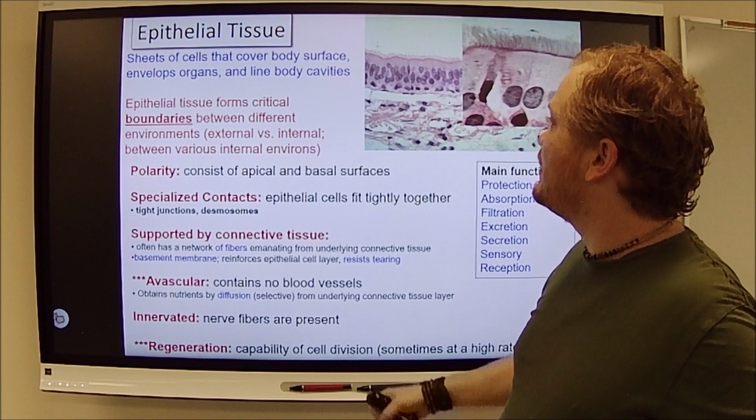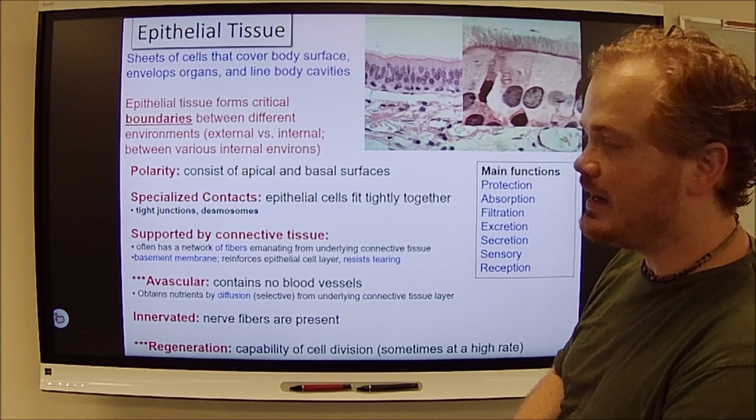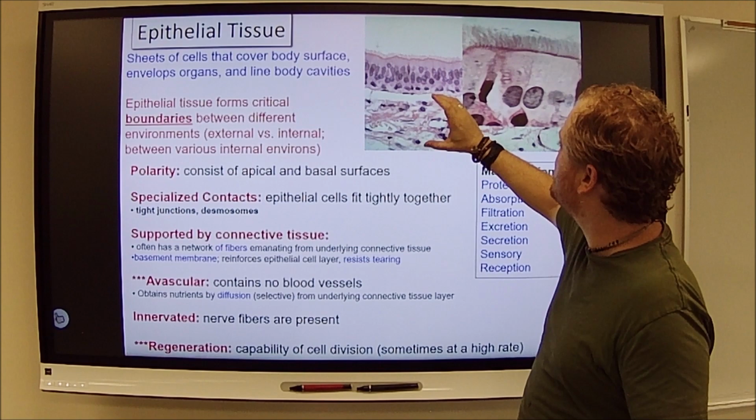Now, your epithelial tissues display some characteristics that you are hopefully already aware of. For example, these are the critical boundaries between one area and another. For example, these will have polarity. In other words, if you look here, there's a top and a bottom, supported by underlying connective tissue. There's always going to be underlying connective tissue.